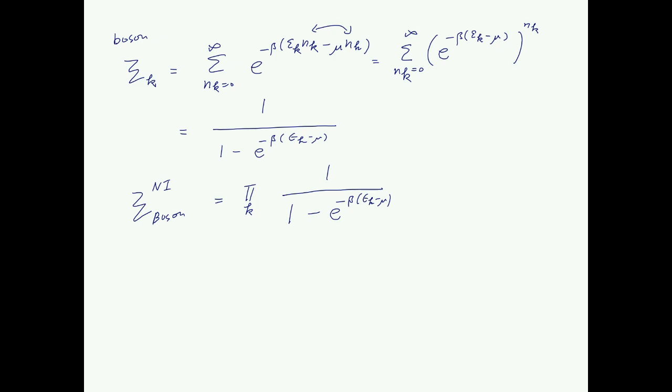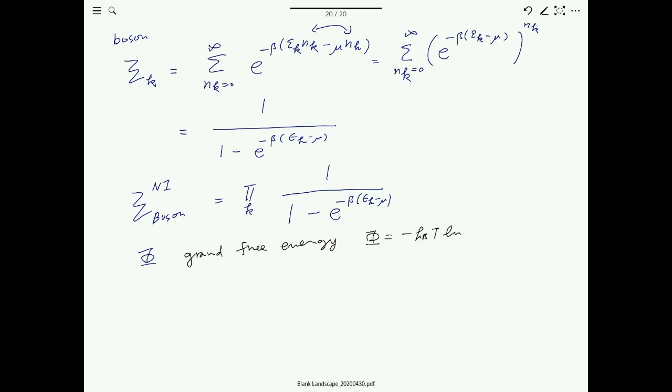So my grand free energy, which is defined as minus k_BT log of my grand partition function, for the non-interacting boson becomes, I take a log, so the product becomes a summation over k, and I have k_BT log(1 − exp(−β(ε_k − μ))).